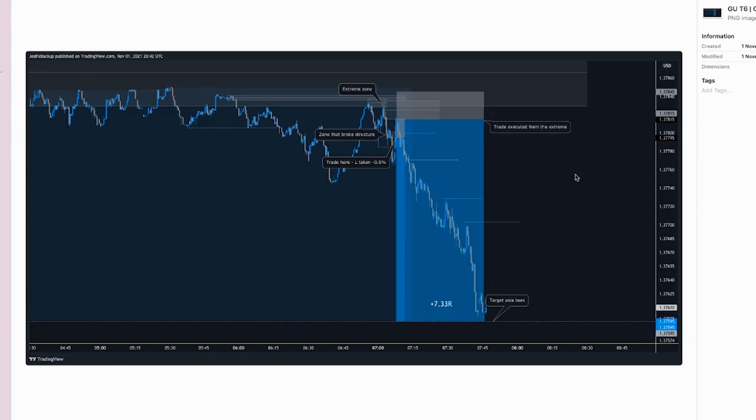And once again here, we have an initial position entered from this supply zone, but we went and pushed the stop all the way over this previous structure here to make sure that we are staying in the trade and we're remaining valid, even if the trade doesn't work out in our favor.